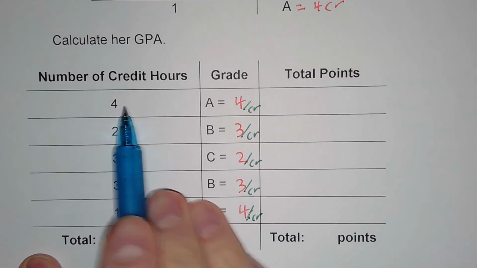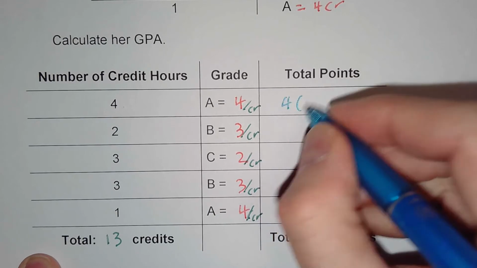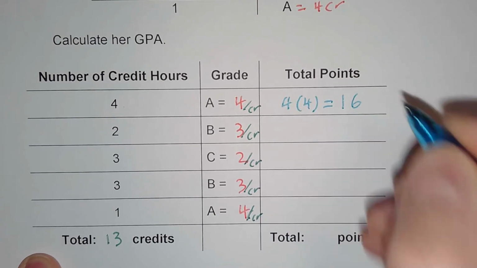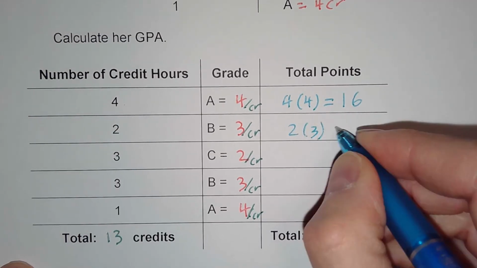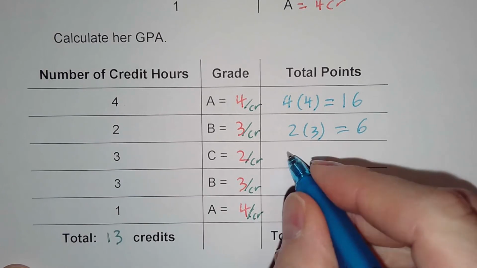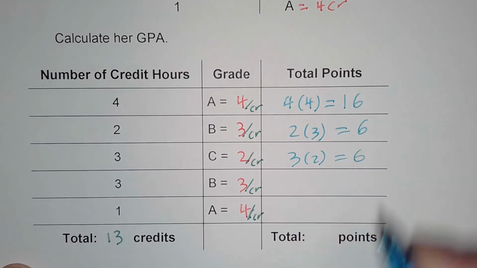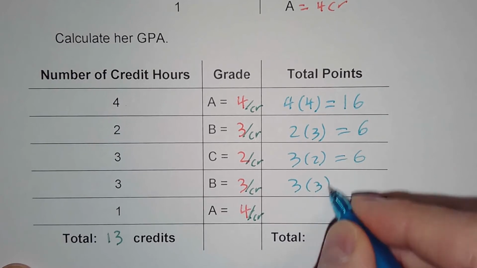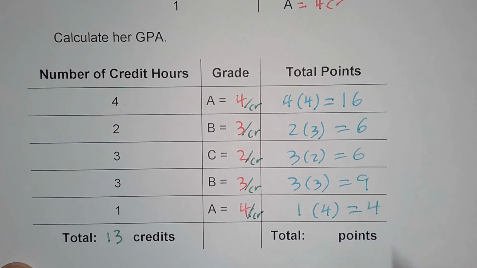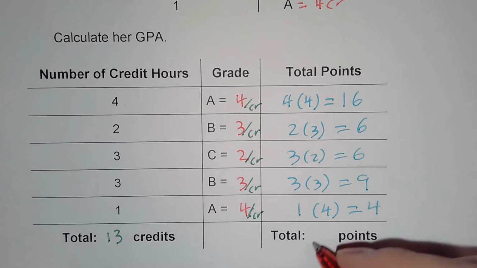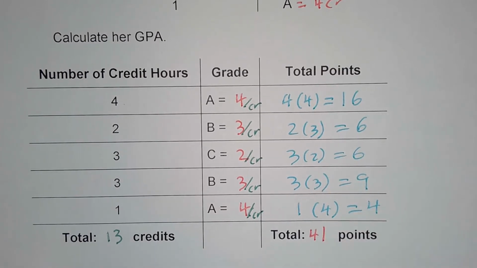So here I'm going to take 4 times 4. That's going to give me 16 points. Here I'm going to take 2 times 3 is 6. This is 3 times 2 is 6. 3 times 3 is 9. And 1 times 4 is 4. Now we want to total up these points, so just go ahead and add them on your calculator. And that's going to give you 41 points.